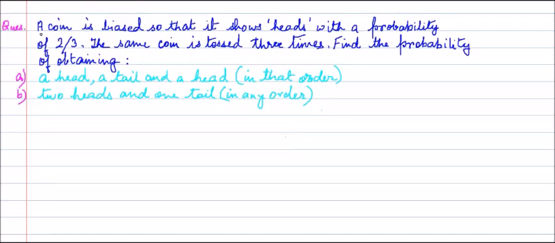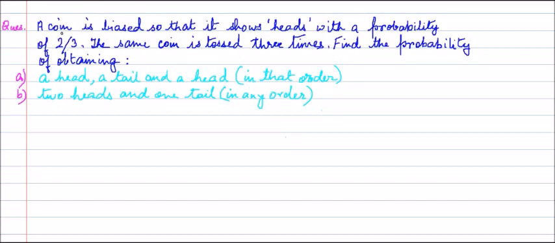The question says that a coin is biased so that it shows heads with a probability of 2/3. The same coin is tossed 3 times. Find the probability of obtaining a head, a tail and a head in this order. And the second subpart says 2 heads and 1 tail in any order. We have to find the 2 probabilities.